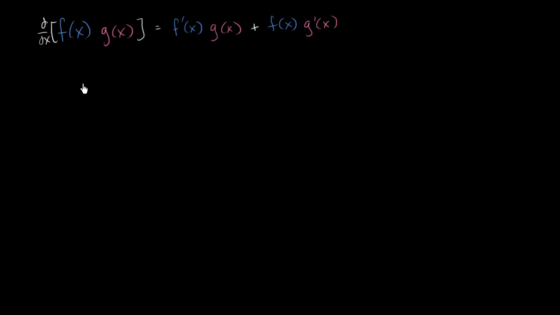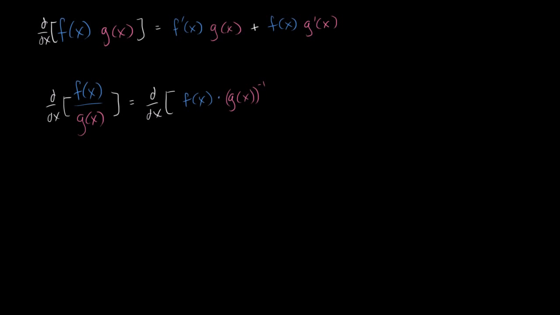So let's imagine if we had an expression that could be written as f of x divided by g of x. And we want to take the derivative of f of x over g of x. The key realization is to just recognize that this is the same thing as the derivative of, instead of writing f of x over g of x, we could write this as f of x times g of x to the negative 1 power. And now we can use the product rule with a little bit of the chain rule. What is this going to be equal to?